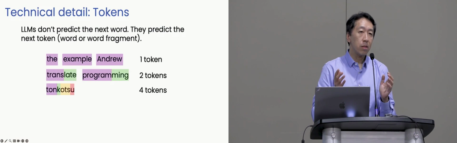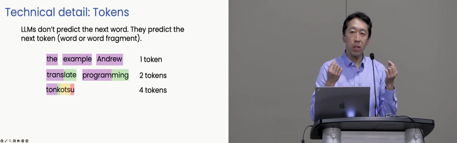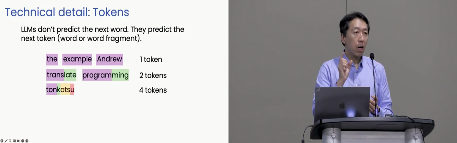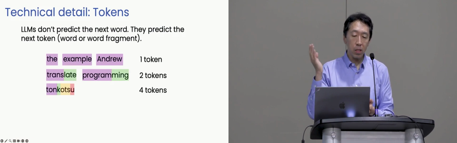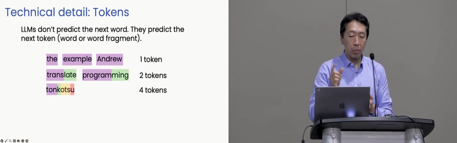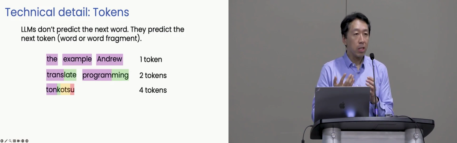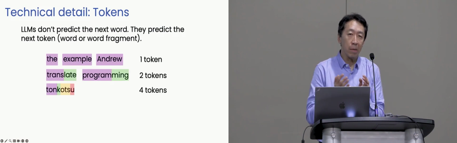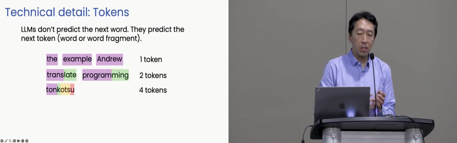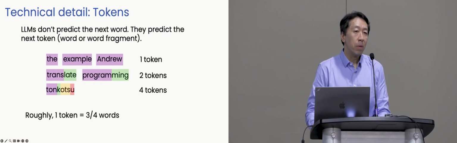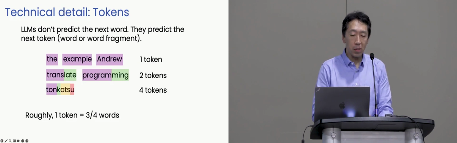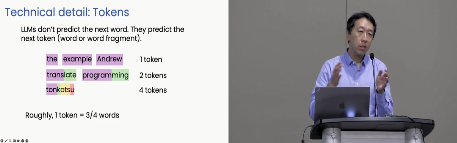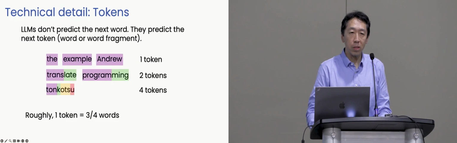So a tokenizer starts with, say, every character being its own token, and then repeatedly merges tokens that occur together frequently, so that common words end up becoming tokens. So for example, my name, Andrew, a pretty common name, would be one token. Somewhat less common words like translate and programming are 2 tokens. And an even more rare word like tonkatsu, the Japanese dish, right? Tonkatsu ramen, in the case of this tokenizer, is 4 tokens. And roughly, if you use OpenAI's tokenizer or other tokenizers, as a rough rule of thumb, 1 token is maybe 3/4 of a word. And so the number of tokens is maybe 33% bigger than the number of words.